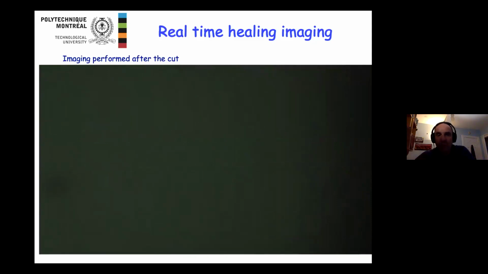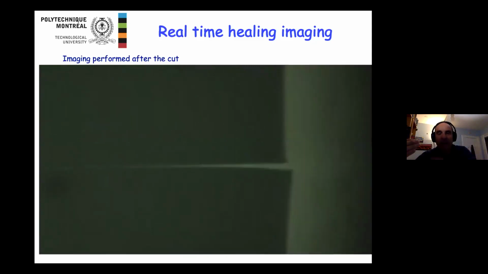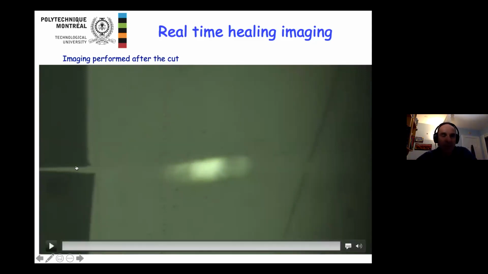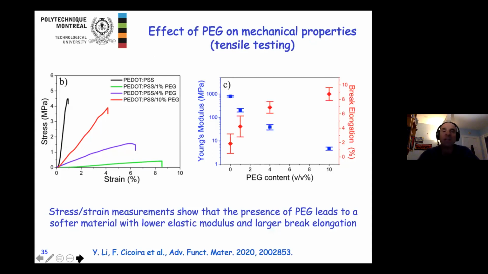So this is an image performed from the bottom. It's a bit difficult to explain, but what is remarkable here is that while you cut the material, you can see that the healing takes place, and you only see the two parts of the material separated towards the end of the cut.